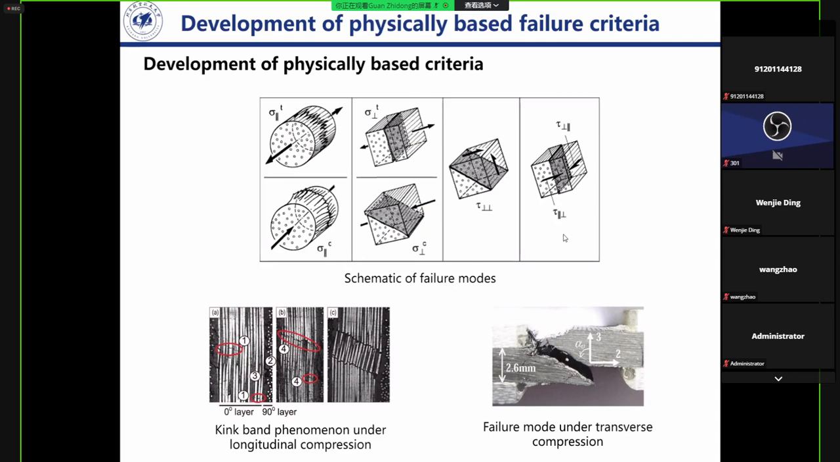For example, under the longitudinal compression load, the main failure mechanism is a fiber kink band caused by initial misalignment defect. In order to better characterize the failure behavior of composites, the physically based failure criteria are established according to different failure modes, in which each failure mode is described by a special equation.